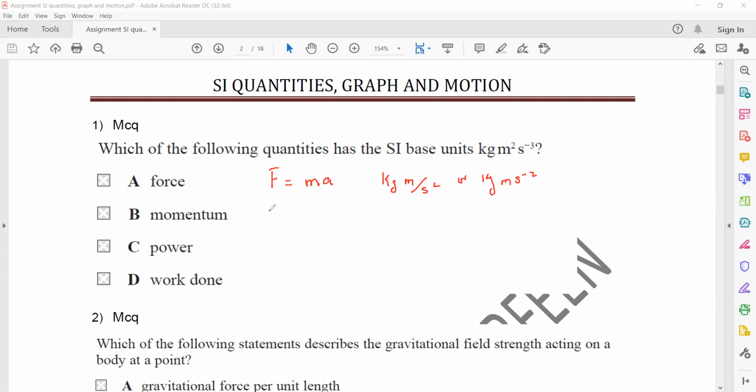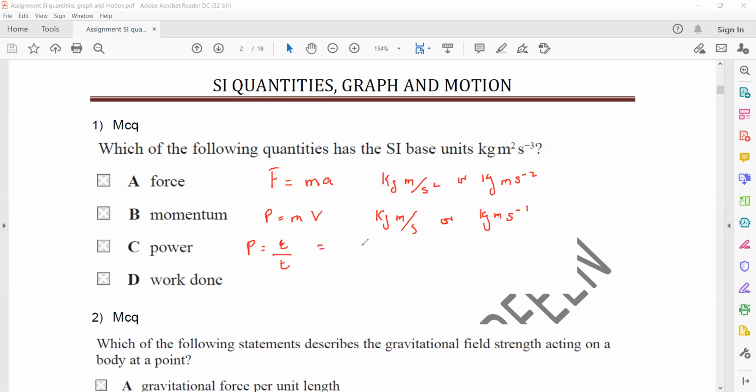What about momentum? Momentum, denoted by P, is the product of mass and velocity. The unit of the mass is kilogram and the unit of velocity or speed is meter per second. So this will be kilogram meter second minus 1. What about power? Power is also denoted by P. Power is work done per unit time, or energy divided by time.